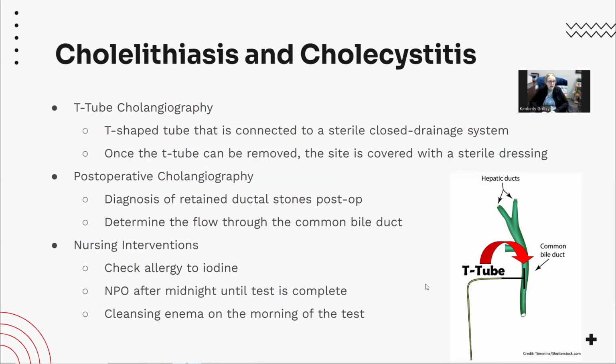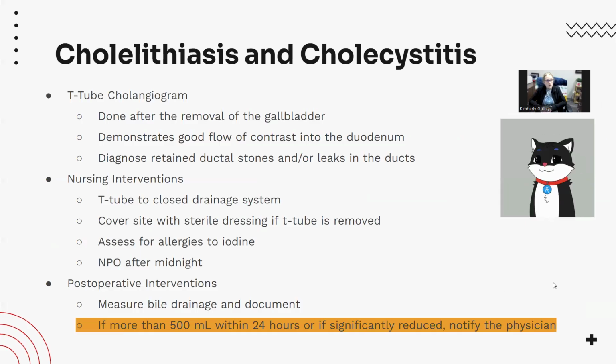Post-op chole, it'll help diagnose any retained ductal stones afterwards, and they can look at the flow through the bile duct. So you always want to make sure and check for an allergy to iodine. They need to be NPO after midnight and until the test is complete. And then they'll need a cleansing enema the morning of the test. So they'll do this after the removal of the gallbladder to make sure they have good flow of contrast in the duodenum.